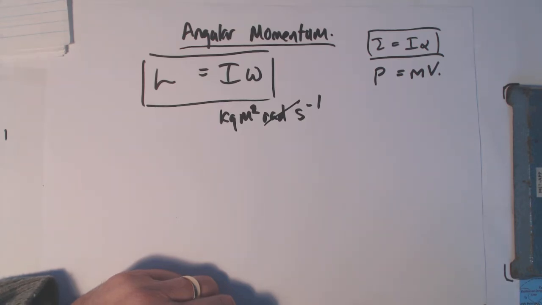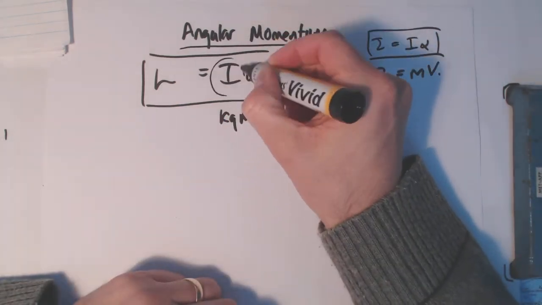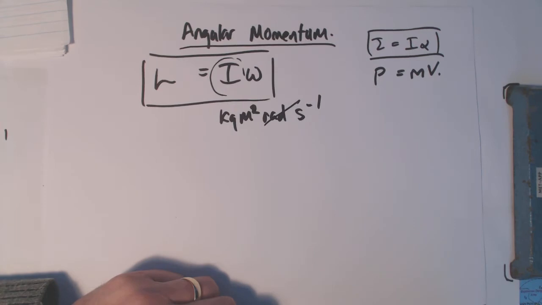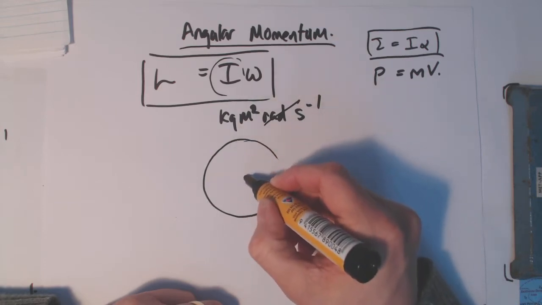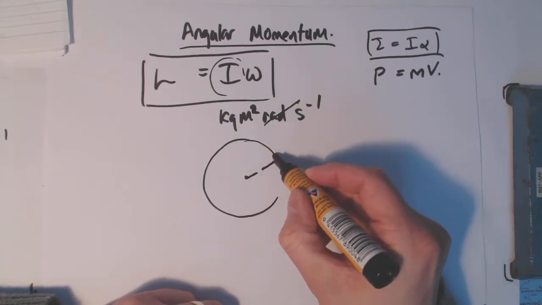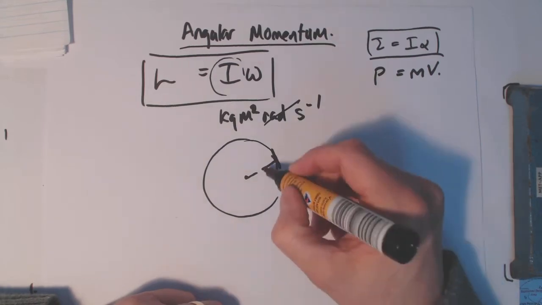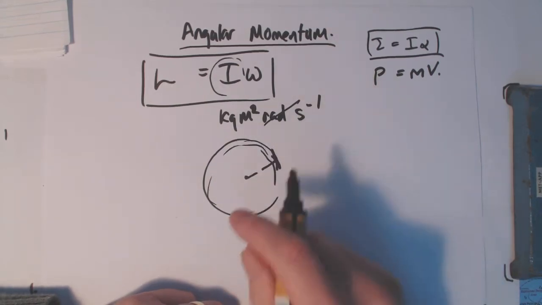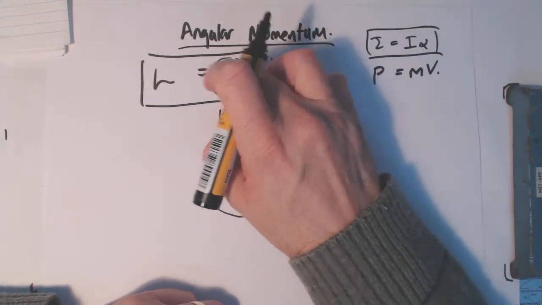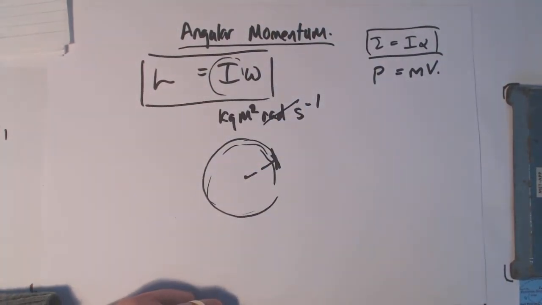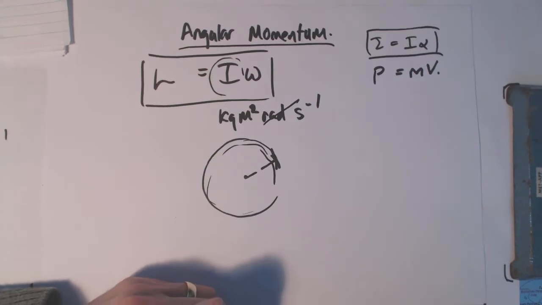This is where we're going to see a few interesting things. Different I's, right? I, we found, was dependent on mass distribution. So if you have more mass a greater radius away, then you have a greater I. If you have a greater I, you're going to have a greater angular momentum for the same omega. These are the things to think about a little bit.